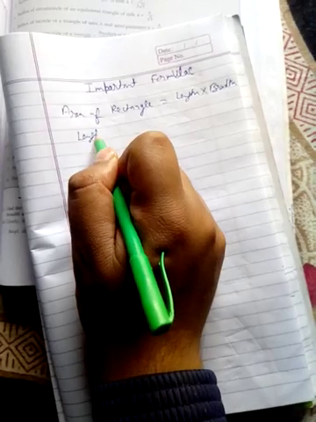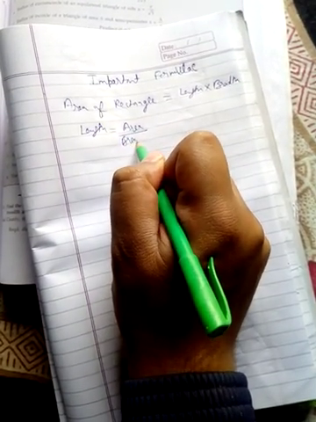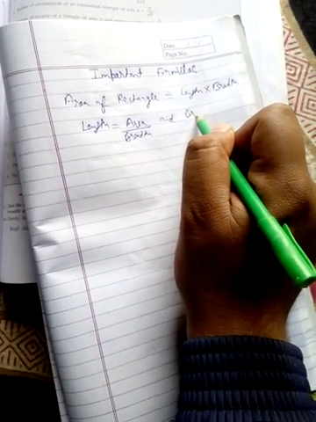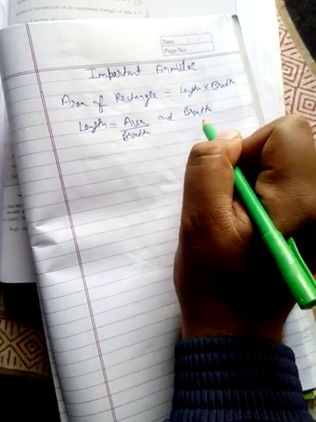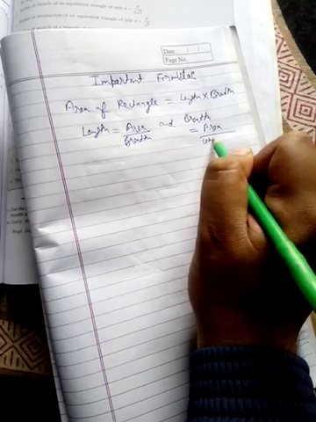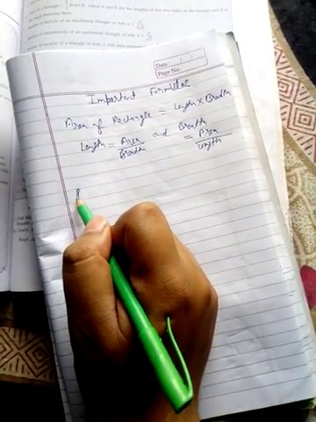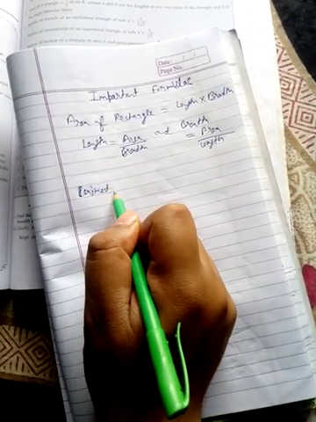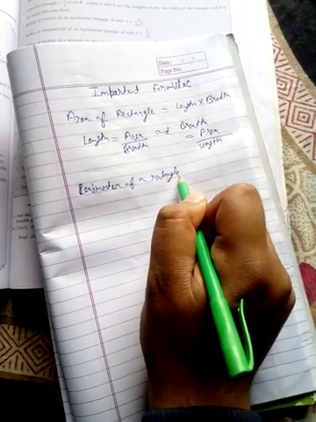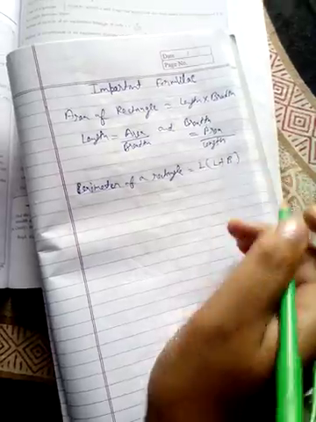and length is area divided by breadth, and breadth is area divided by length, and perimeter of a rectangle is 2 into length plus breadth.